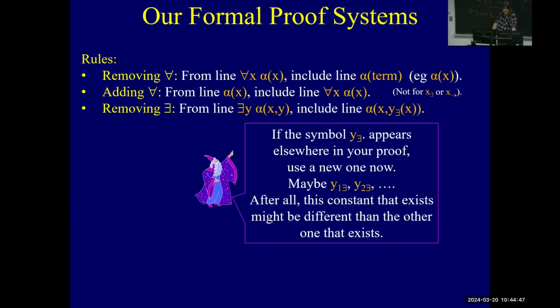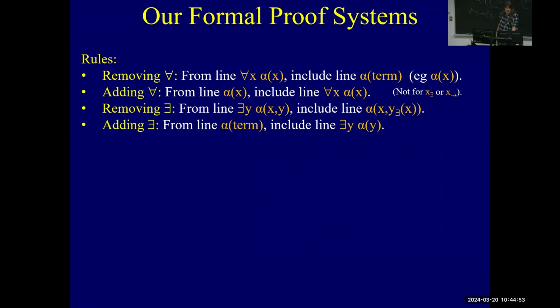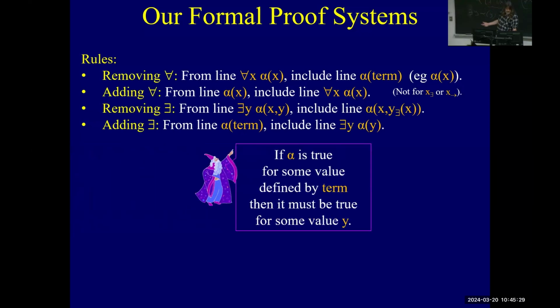And so sometimes you'll see we number things if we need new ones. And then adding the exists back in. Well, if you prove that alpha is true for some weird, crazy term, right? You prove this here, here's some weird, crazy term, then I can say there exists an object for which alpha is true, right?